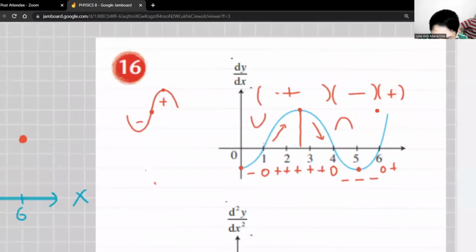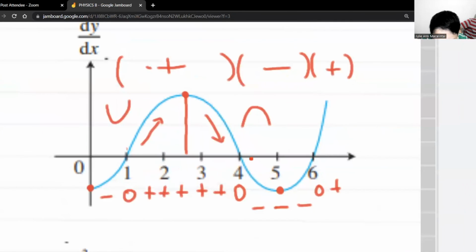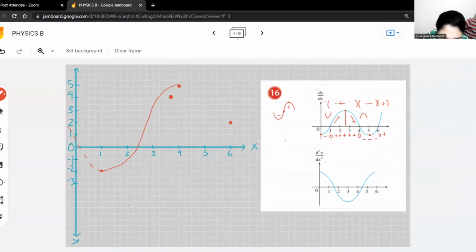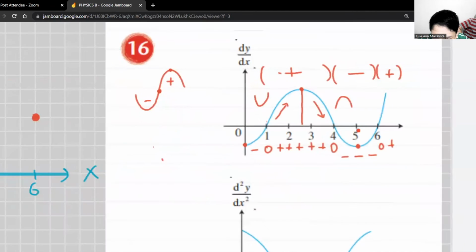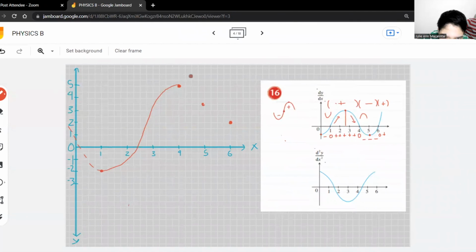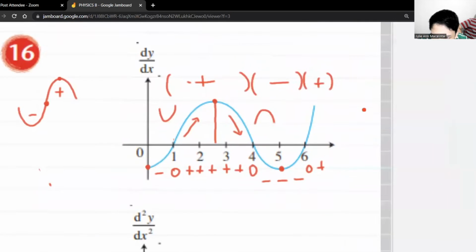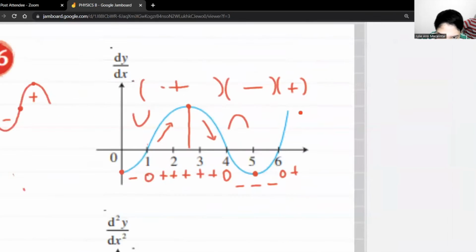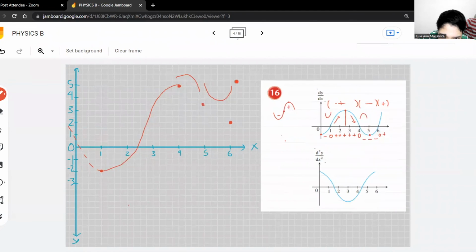So now, between 4 and 6, or around 5 maybe, there's another inflection point in the dy dx curve. So around here, it will change from opening upwards to opening downwards. And then since here after 6, the slope is upwards again, it will open upwards.